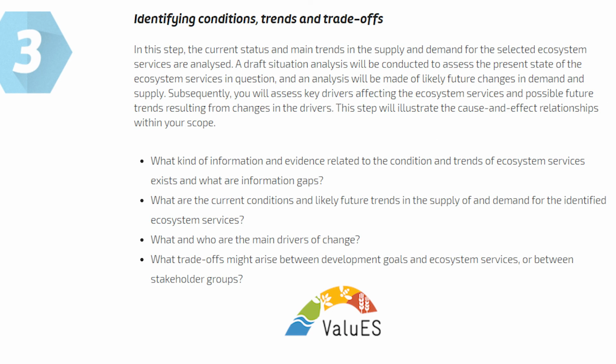In the third step, identifying conditions, trends, and trade-offs, we are performing a situation analysis of the selected ecosystem services. It is conducted in order to define the current situation and the main trends in the supply and demand for the selected ecosystem services, analyze likely future changes in the demand and supply, and assess key drivers affecting the ecosystem services and possible future trends resulting from their effects.